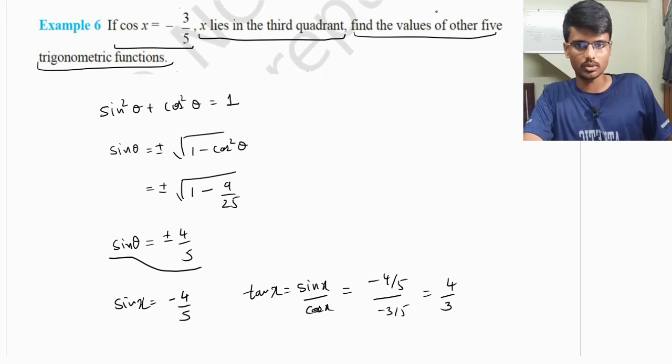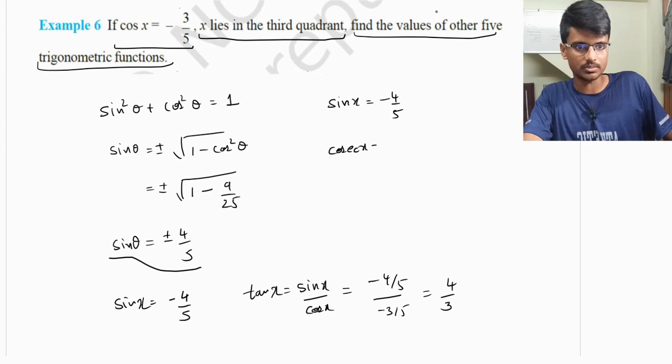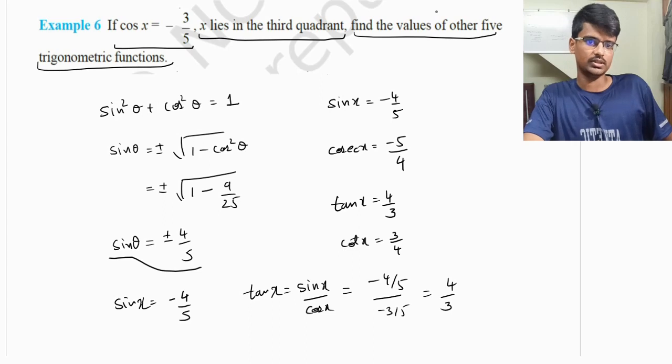And now the things become very easy. I'll just write that down. So we have found out what sin x is, that is minus 4 by 5. So cosec x will be nothing but the reciprocal, right? Minus 5 by 4. We have found out what tan x is, that is 4 by 3. So cot x will be just the reciprocal of that, which is 3 by 4, right? Yeah, that is how you solve.